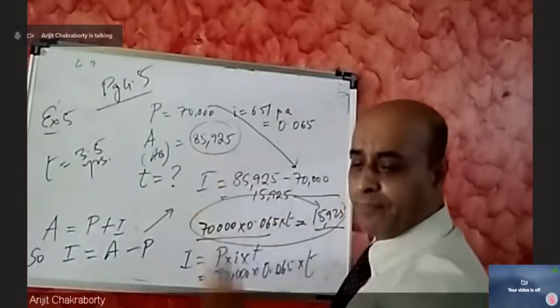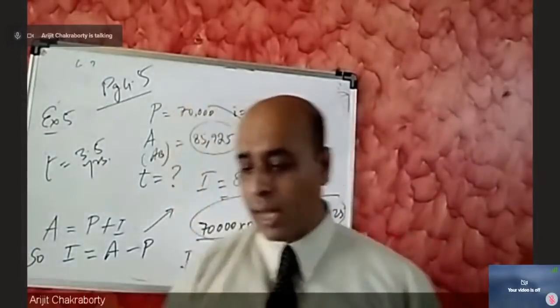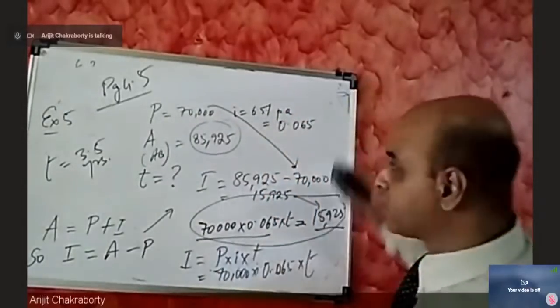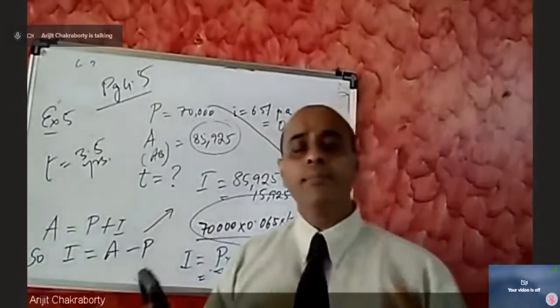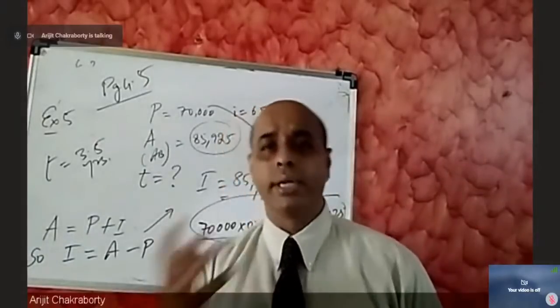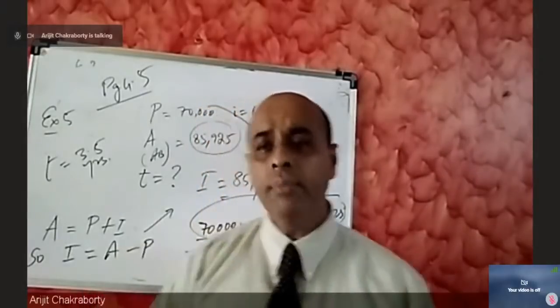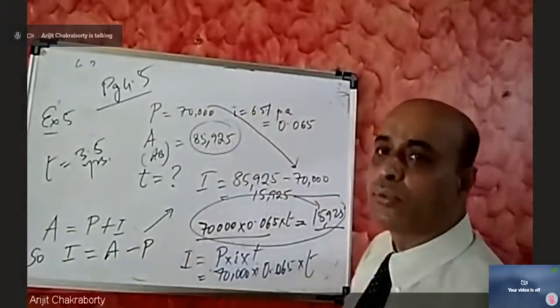85,925. Okay. Now we proceed to example 6. I am rubbing this. I hope this is clear to you. So, in one problem, we were asked to find out the interest. In one problem, we were asked to find out the time. And here again, we saw it is a question of time.